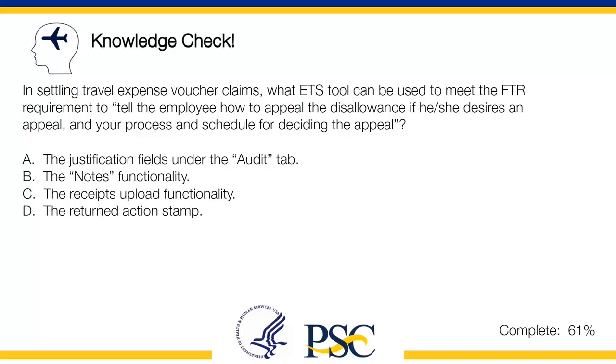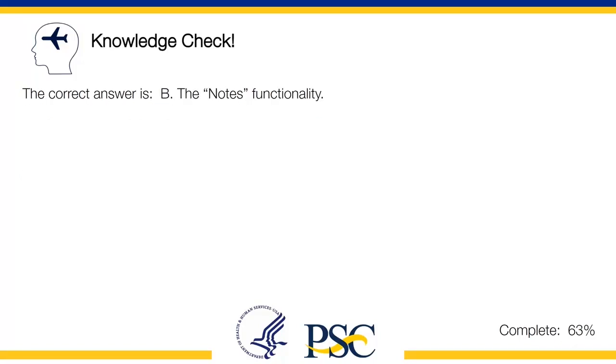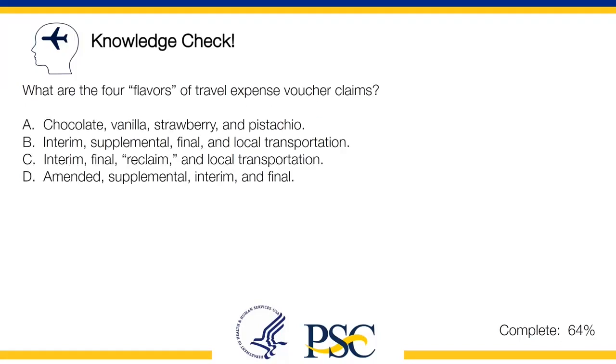B. The Notes functionality. C. The Receipts upload functionality. D. The Returned action stamp. Pause the video, consider your response, and then resume to learn the answer. The correct answer is B. The Notes functionality. What are the 4 flavors of travel expense voucher claims?